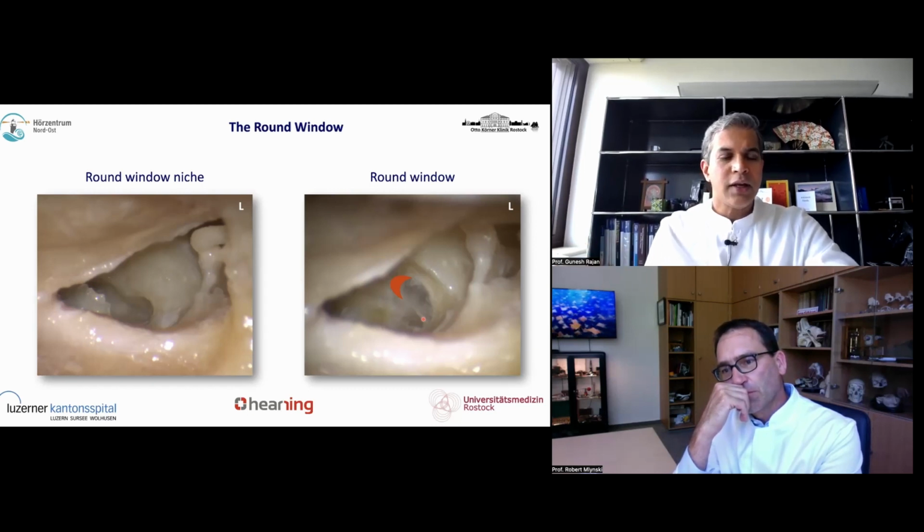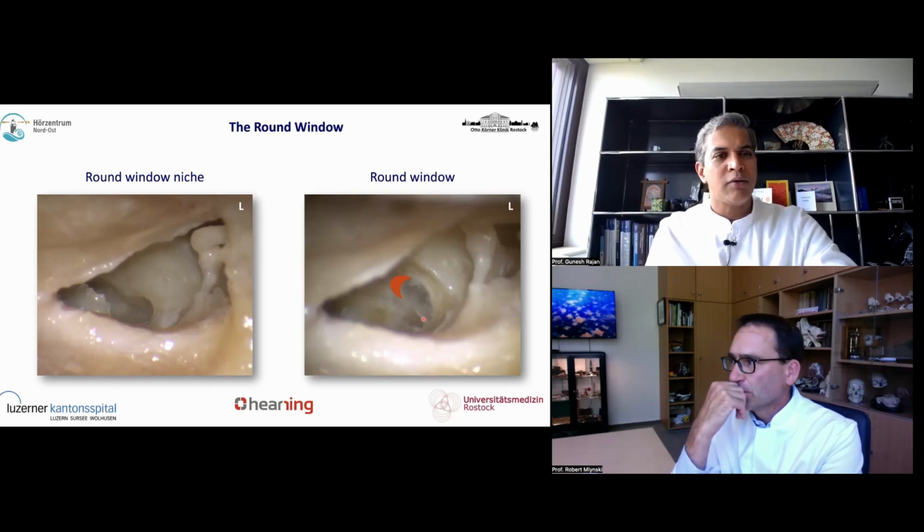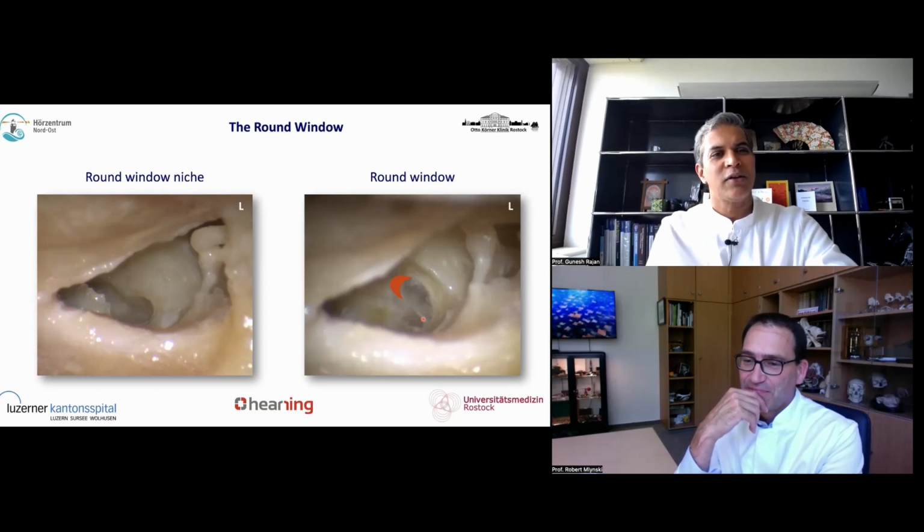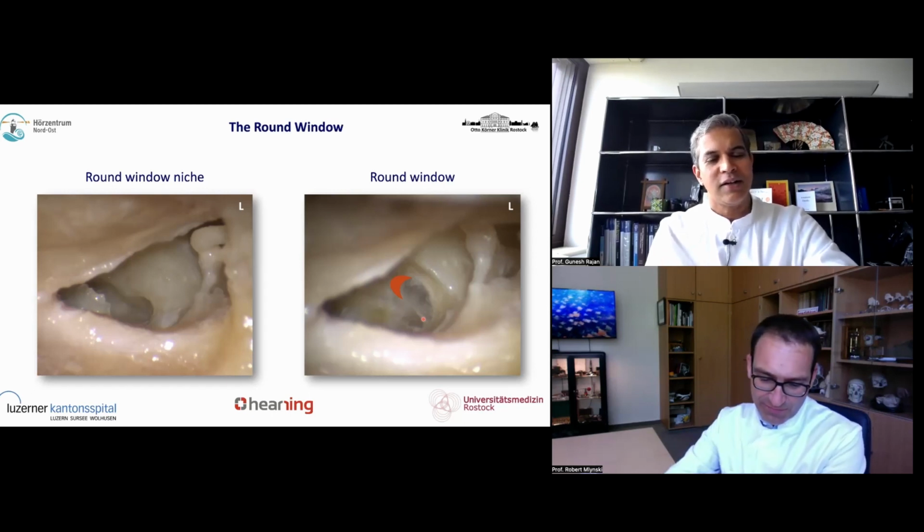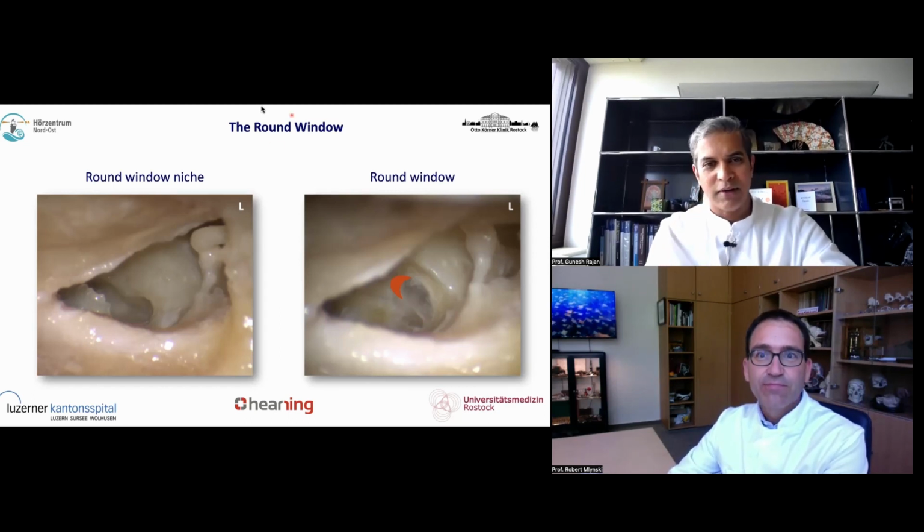And interestingly, the best practice for that, I remember also with my fellows, was doing the round window Vibrant Soundbridge surgery, because there you learn to create the access to the round window membrane and niche. So that was quite handy. Yeah.